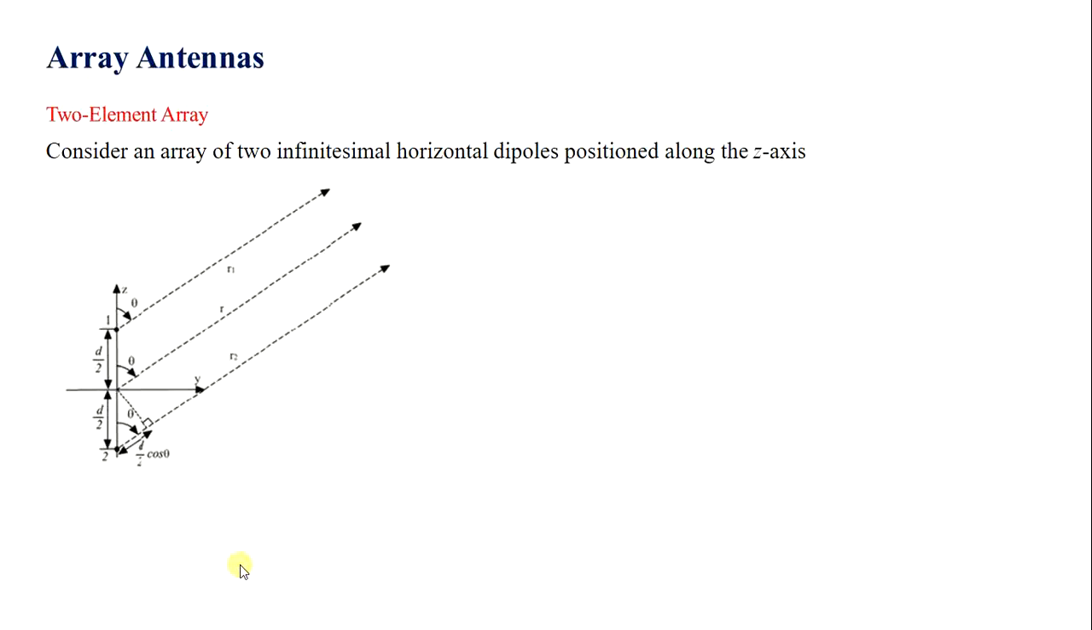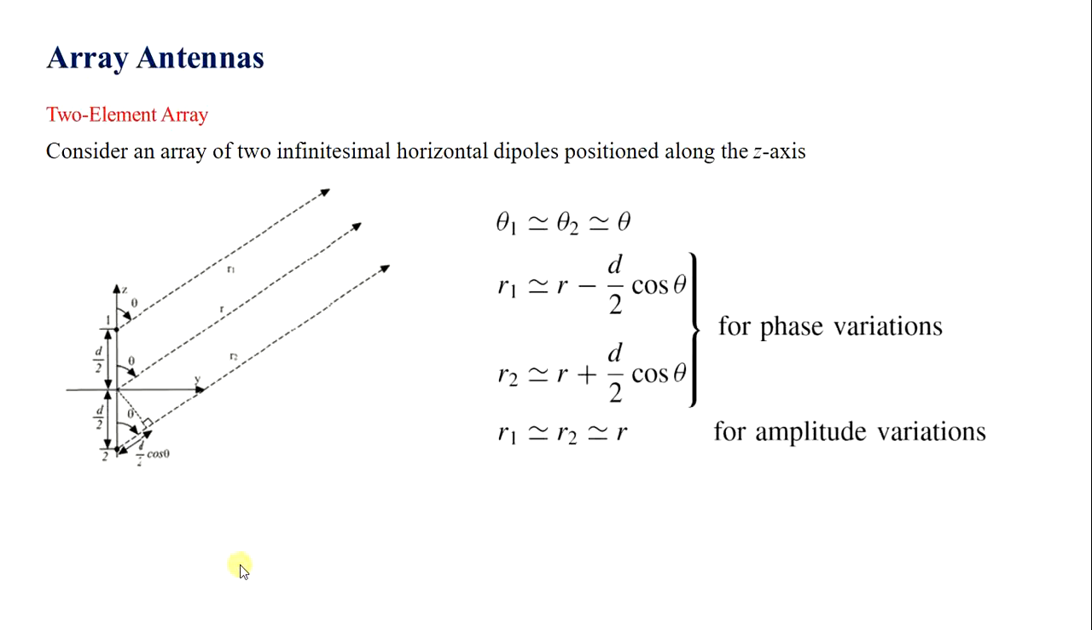Now assuming the far field observation, theta 1 is approximately equal to theta 2 equal to theta, whereas you can see over here the radiation by the first element will reach the observation point in the far field faster, whereas the radiation by element 2 will reach with some lagging time with respect to the first element. So we will calculate R2.